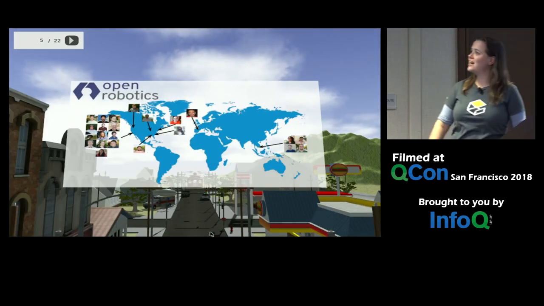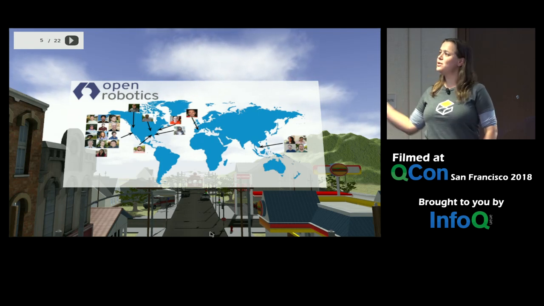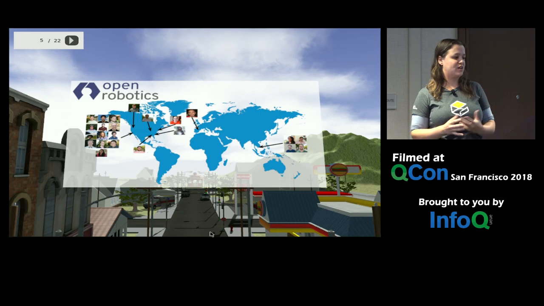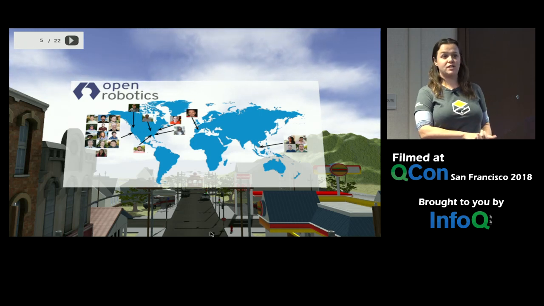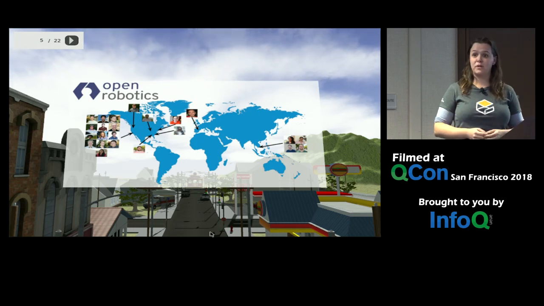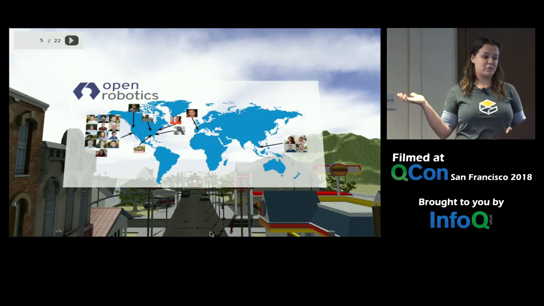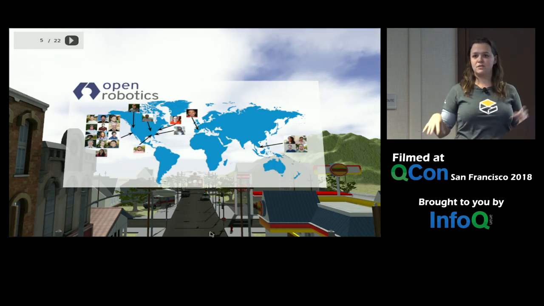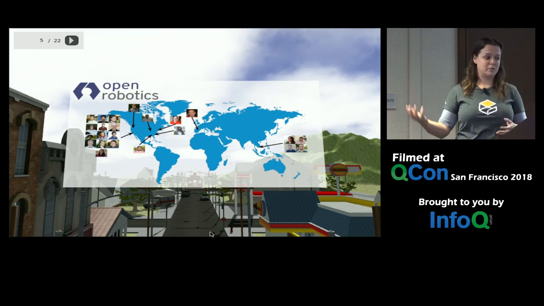So Open Robotics, who are we? We are around 23 people right now. We are located all over the world. Our headquarters is in Mountain View here in the US. That's where I work from. We recently also opened an office in Singapore where we have 4 people working, and we also have a few developers working spread around different cities in the US and also in Europe.